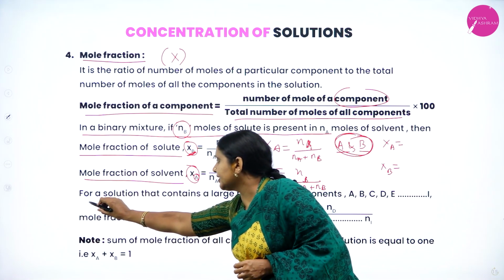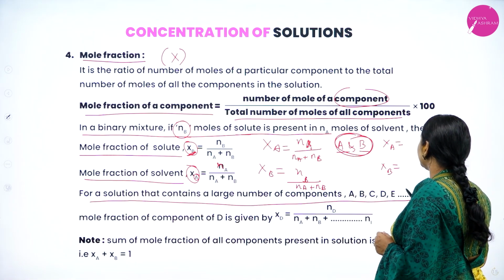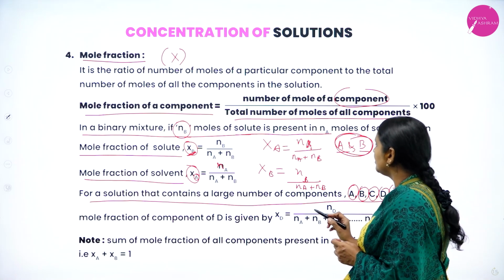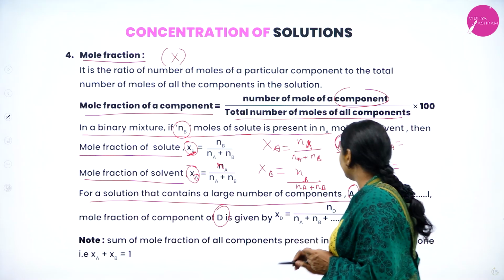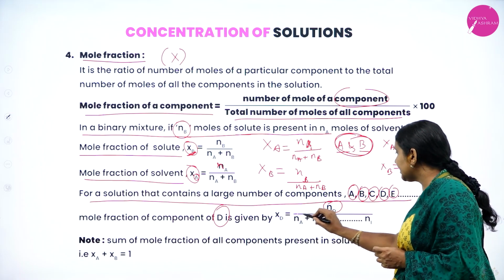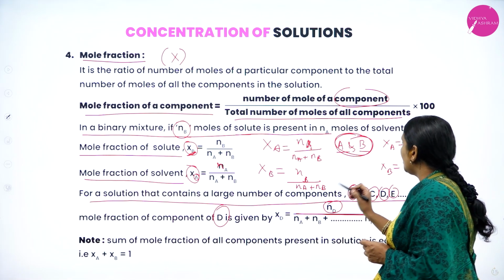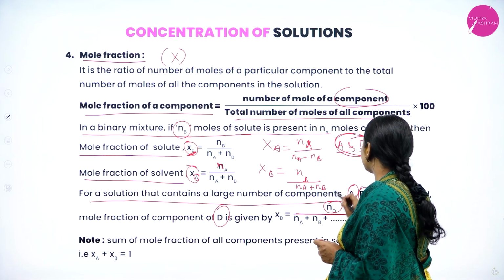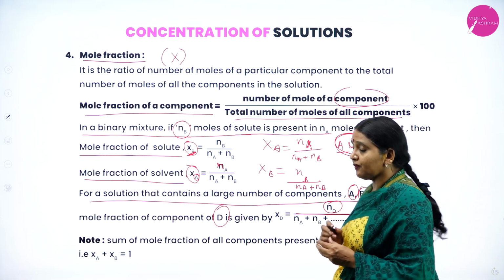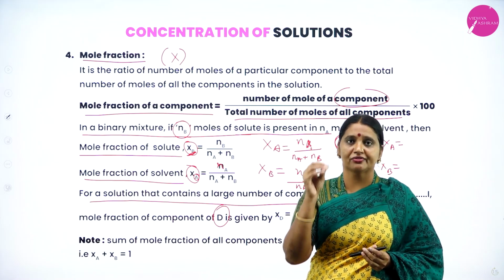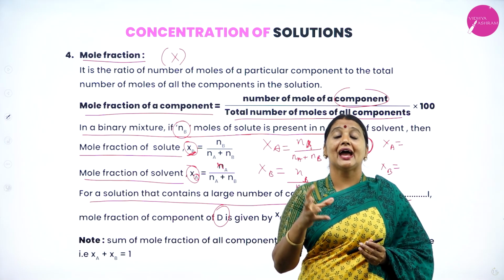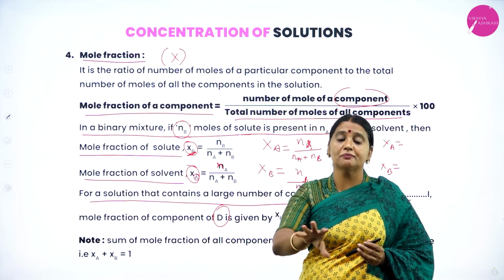For a solution that contains a large number of components like A, B, C, D, E, etc., if you want to find the mole fraction of D, you take the number of moles of D divided by the total number of moles of all the components, that is Na plus Nb plus Nc plus Nd up to Ni. Therefore, for the mole fraction of any component, the number of moles of that component should be taken in the numerator and the number of moles of all the components present in the denominator.